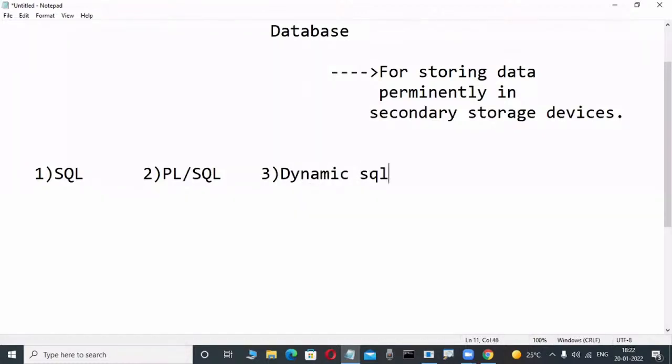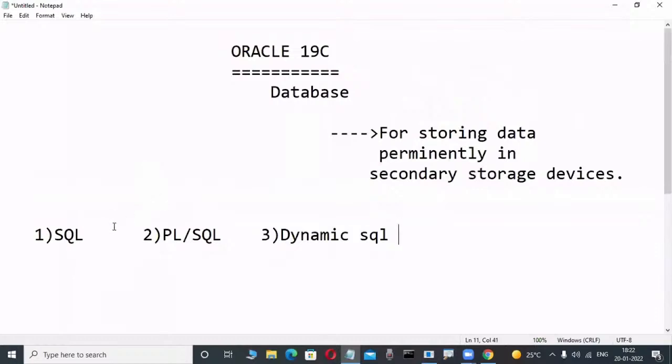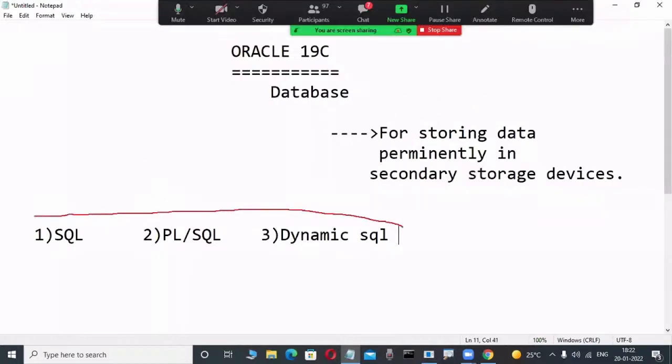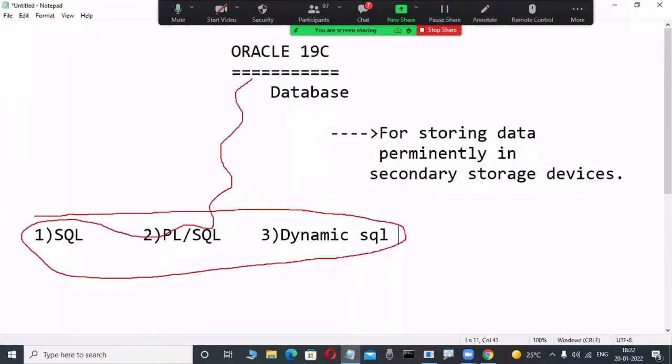Dynamic SQL is a small one only, because PL/SQL we have good knowledge, a little bit of extension is there. Dynamic SQL language. These three languages you have an idea of. And through these three languages we are operating what? This software only, Oracle software.